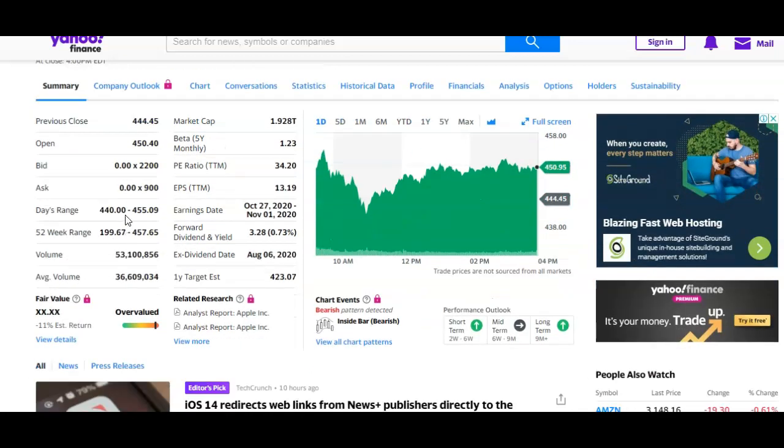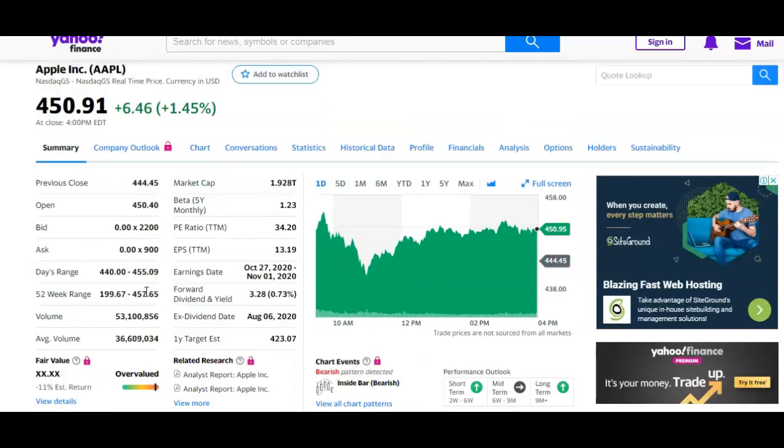The day range. The day range is the lowest price that the stock traded at and the highest price that the stock traded at. A lot of day traders use this information if they're looking for support, which would be the low end of 440, and then the resistance would be 455. If you're looking to day trade, you can buy just above support and sell near resistance. The 52-week range is the lowest stock price over the last 52 weeks, over the last year, and the highest stock price over the last 52 weeks. As you can see in this example, Apple is near its 52-week high.